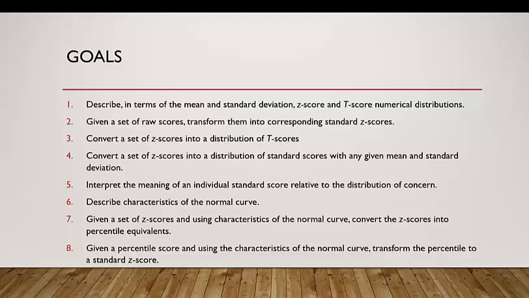Interpret the meaning of an individual standard score relative to the distribution of concern. Describe the characteristics of the normal curve. This is getting exciting. Given a set of z-scores and using characteristics of the normal curve, convert the z-scores into percentile equivalents. And then finally, given a percentile score and using the characteristics of the normal curve, transform the percentile into a standard score. So let us begin then, and we'll come back to these goals at the end.